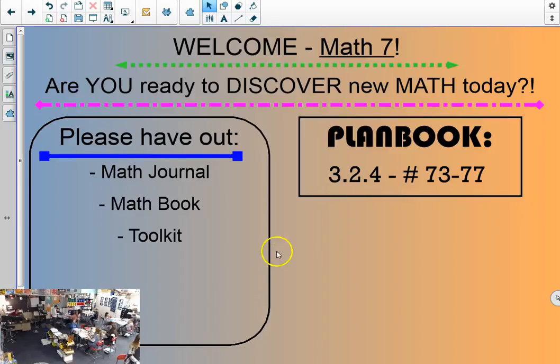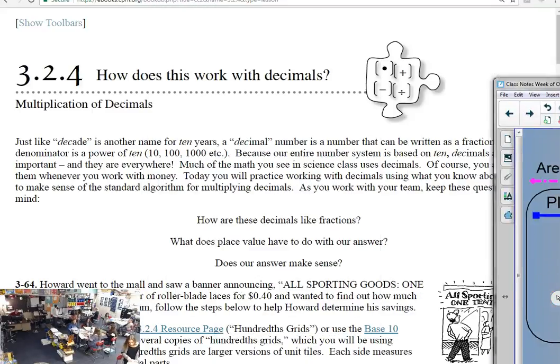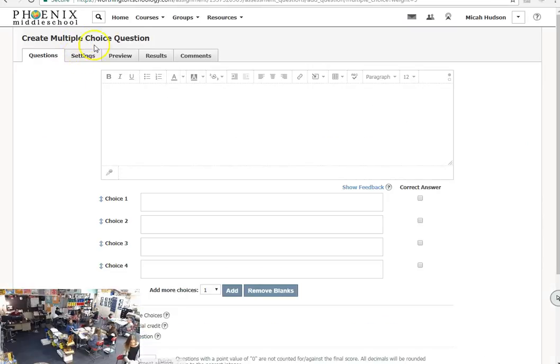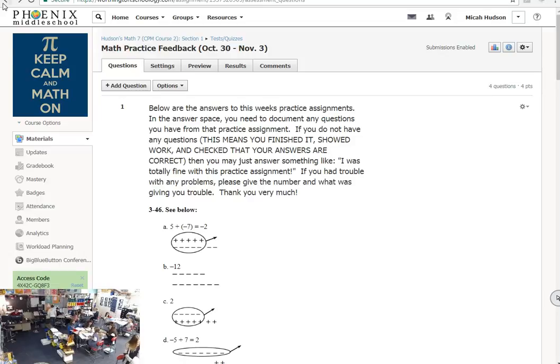Plan book is same as yesterday. I want to make you guys aware of something that right now is still in the creation phases, but I went ahead and posted it and made it live to help you guys be able to check your answers.